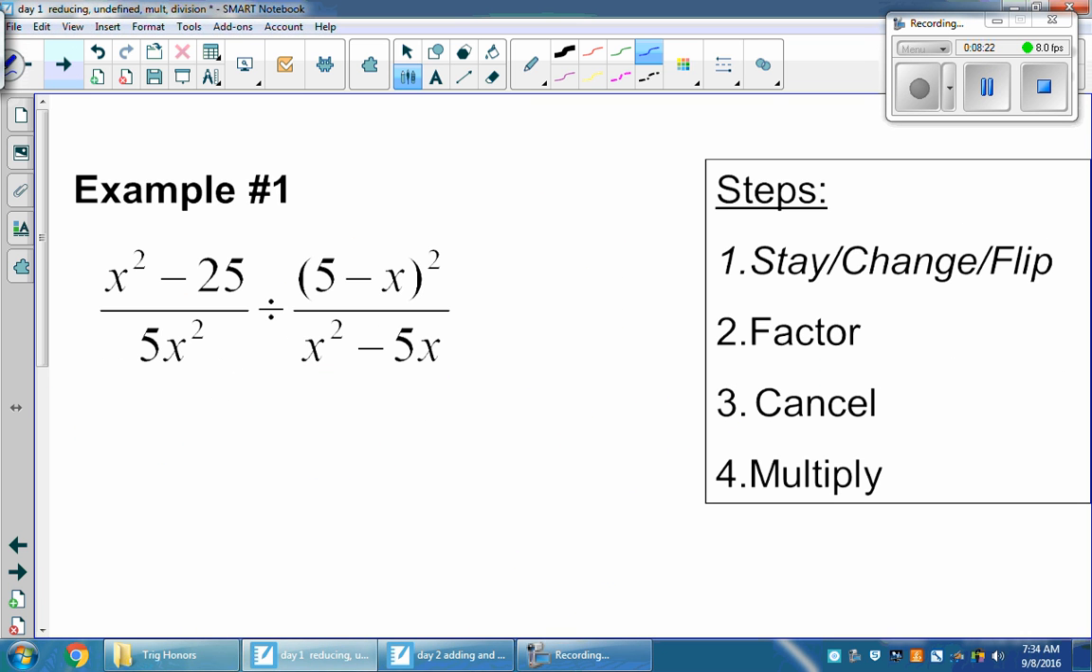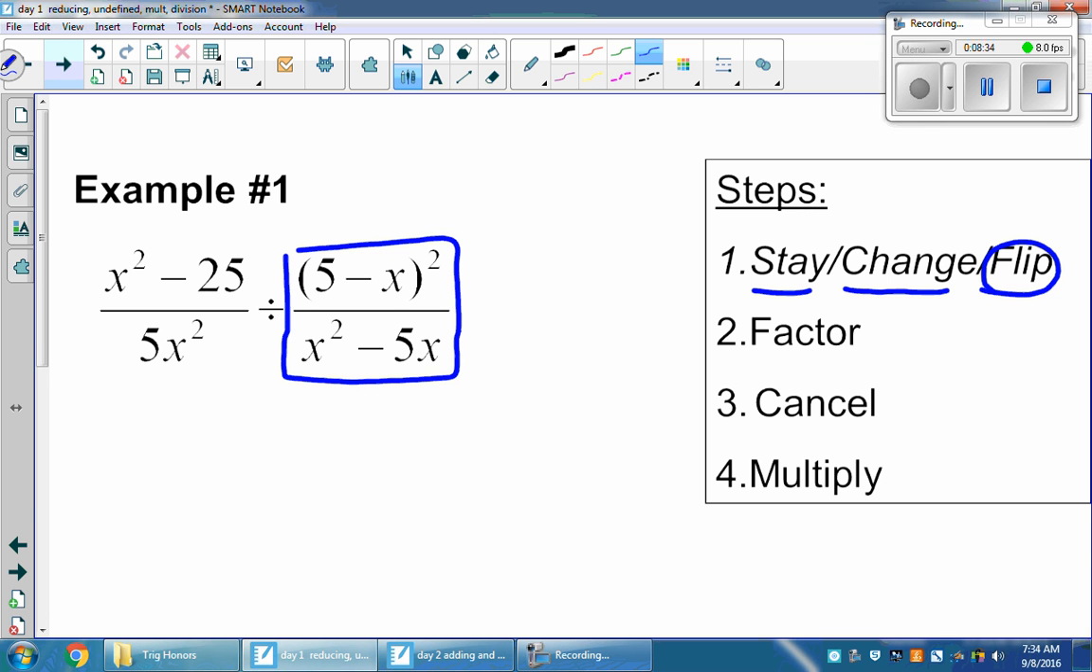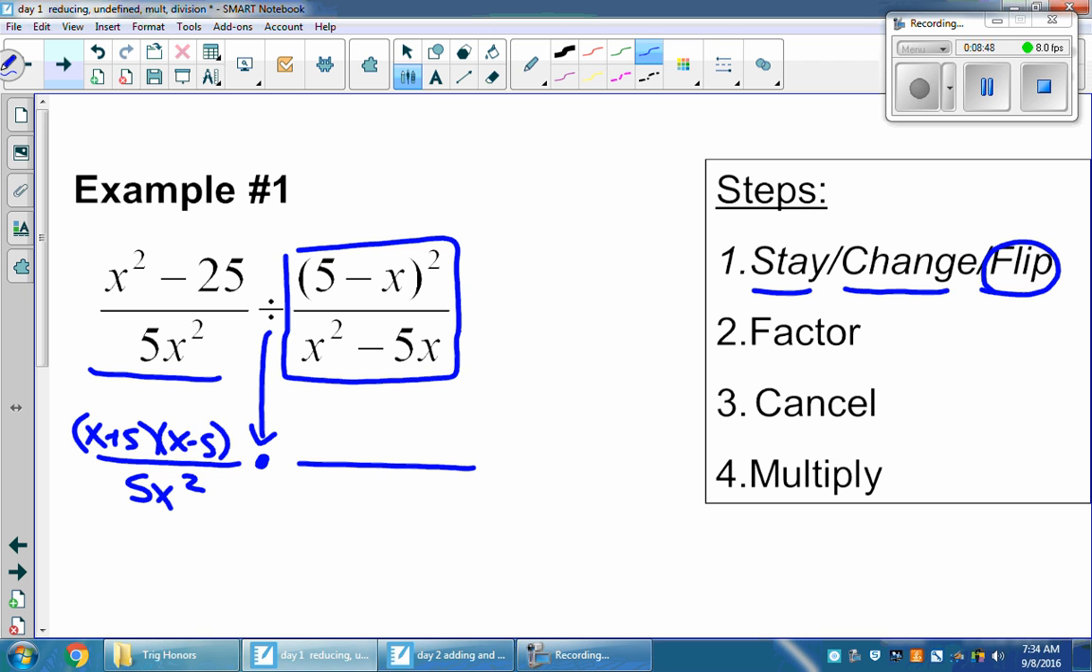Alright, division. 3 words right here. Stay, change, flip. You must flip whatever follows the division sign, the next fraction after the division sign. So how I like to do it, so right there is my change. I'm going to factor the first fraction and write it down. So x plus 5, x minus 5. 5x squared. Nothing happens there.